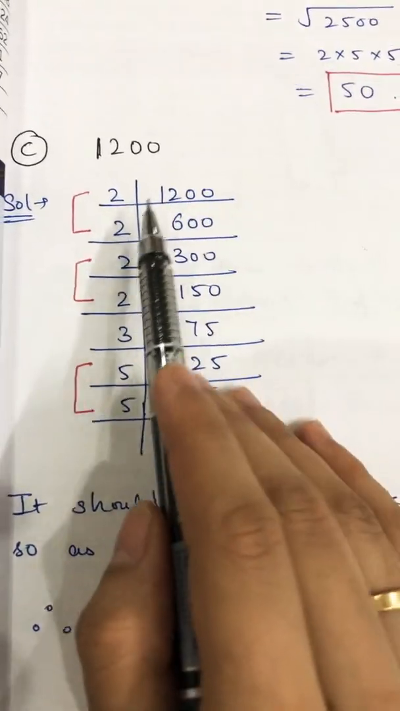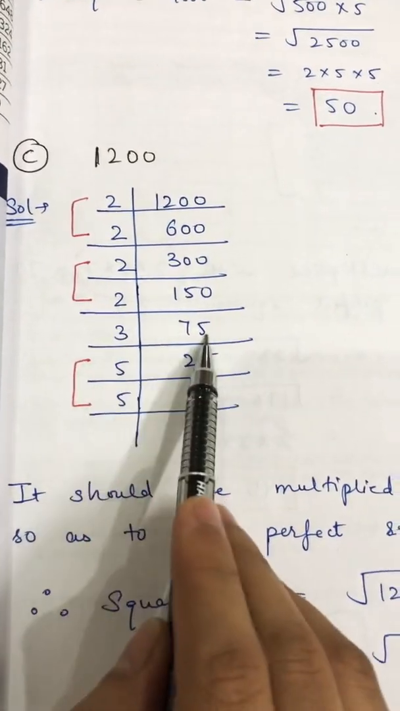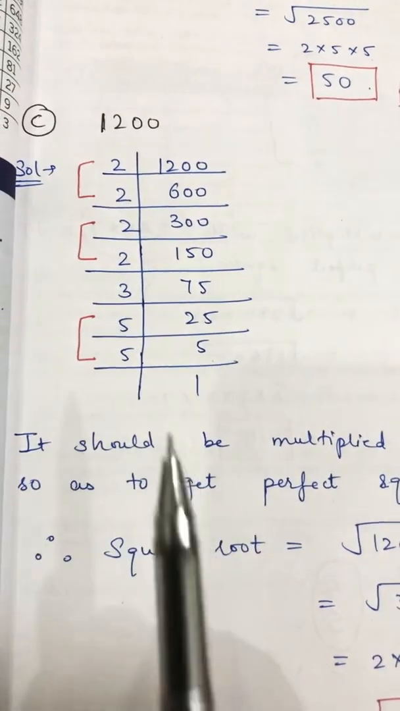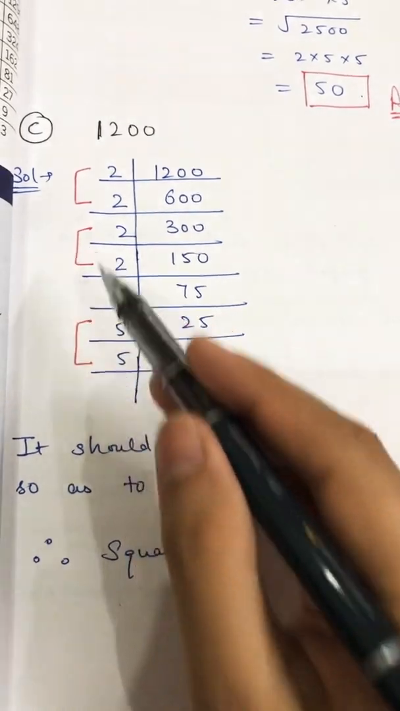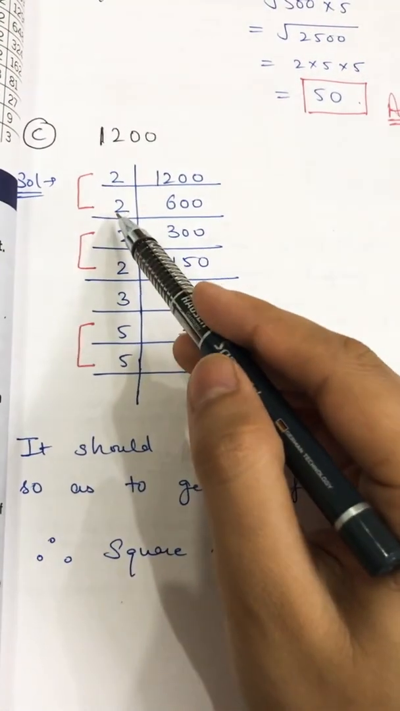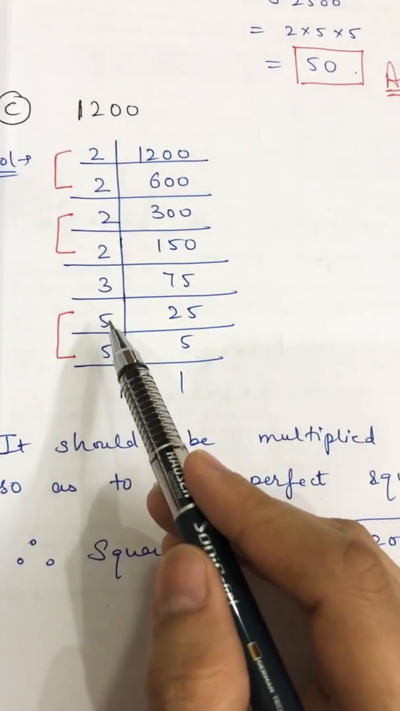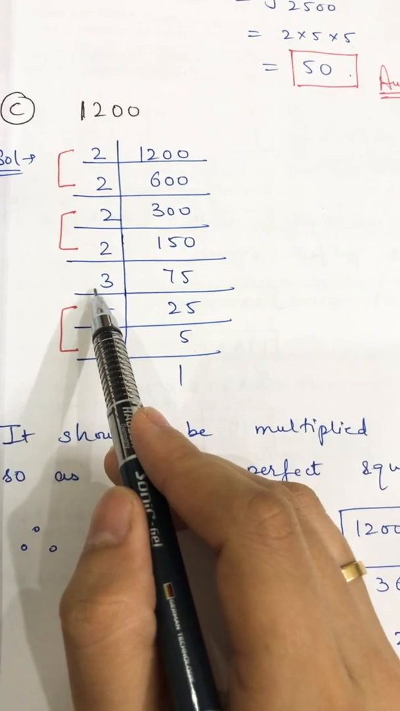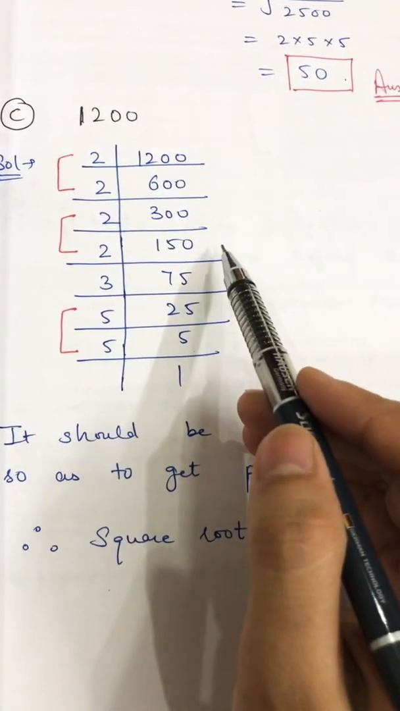Now the C part is 1200. Now it will go on 2 table, then 2 table, then 2, then 2 table, then it will go on 3 table, then on 5, and then on 5. So how many pairs are we having? 1, 2, 3. This 2, 2, one pair. This 5 and 5, one pair. This 3 is single.